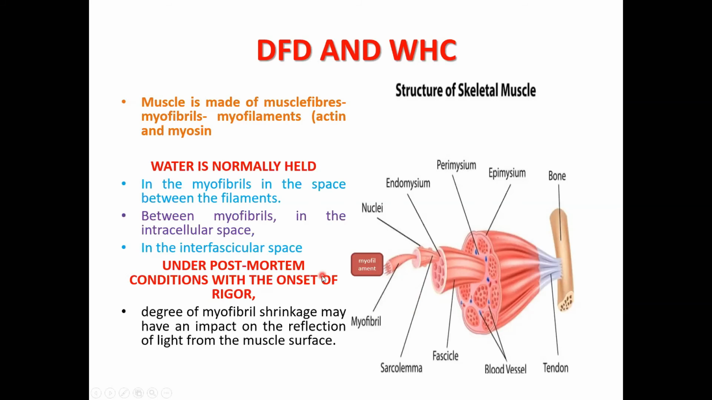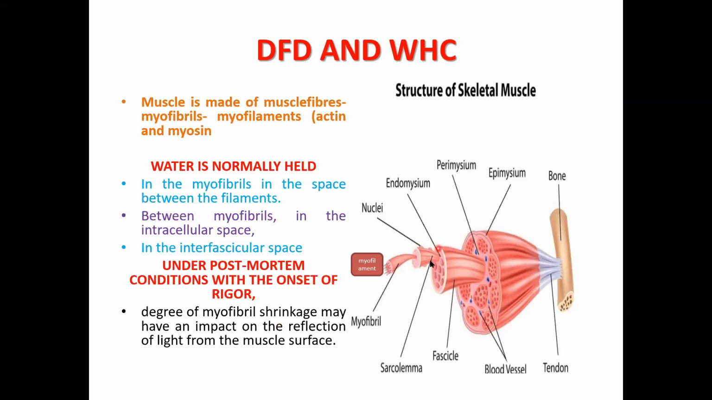Under postmortem conditions, with the onset of rigor mortis, denaturation of the proteins takes place because of the reduction in pH. Since denaturation takes place, the water holding capacity of the muscle proteins is lost, so the water comes out of the muscle fibers. That leads to shrinkage of the muscle fibers and more space between them. This is what happens in normal muscles.